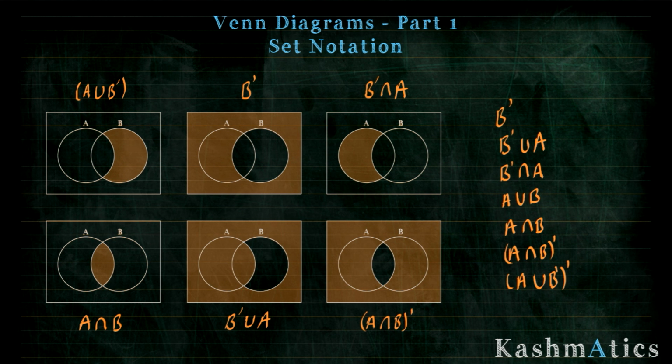Right, so I hope that's helped you understand how to use set notation and how to identify regions on a Venn diagram. And in the next video, what we'll be doing is looking at some probability questions based on Venn diagrams. So I hope to see you for that one there, and goodbye for now.